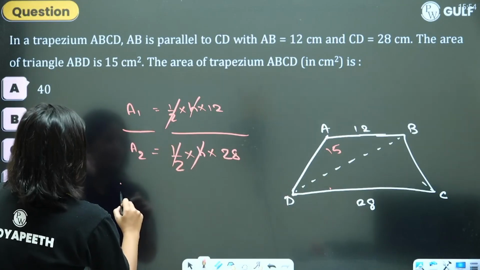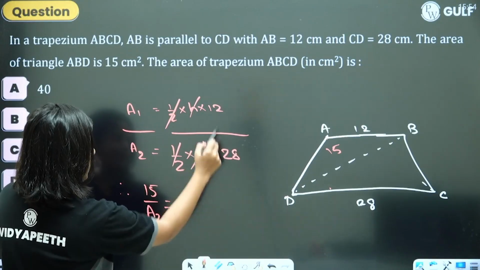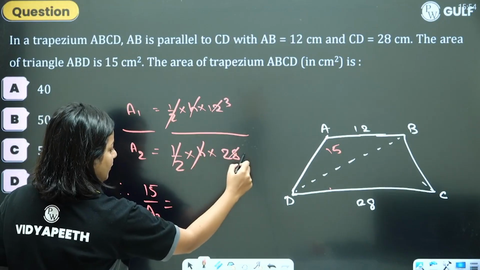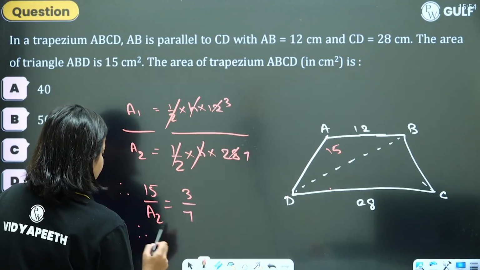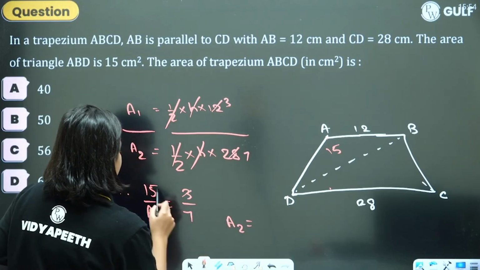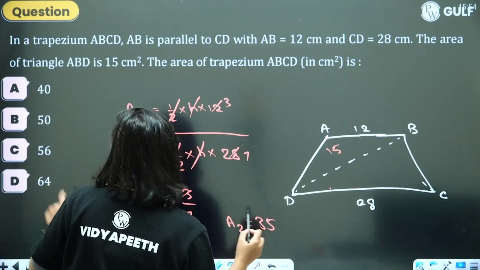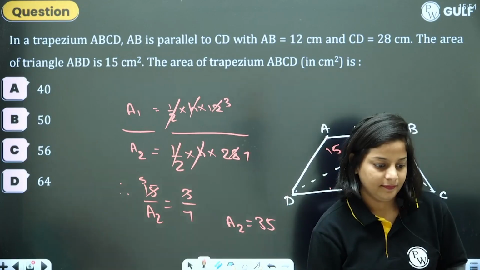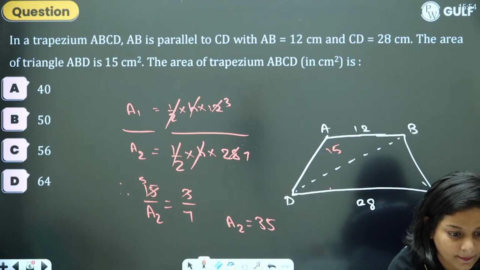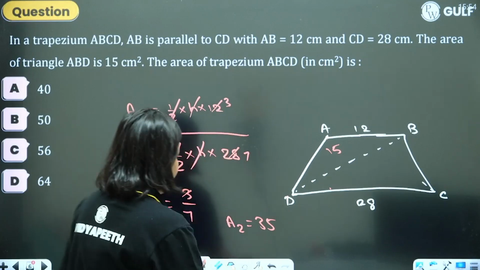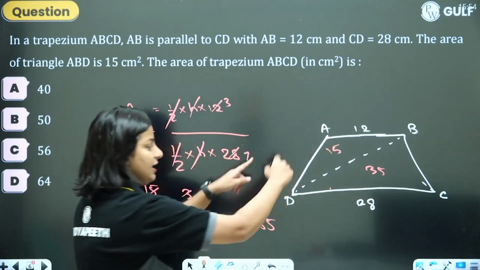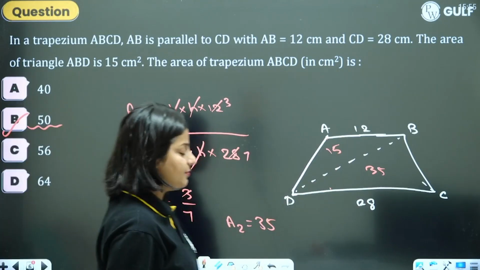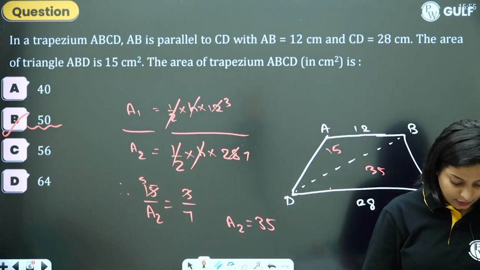A1 is given as 15 upon A2 is equal to 12 upon 28, which you can reduce. 4 3s are 12, 4 7s are 28. Simplify. A2 will be 3 1s are 3, 5 7s are 35. Don't worry. If A2 is 35, they want the total area of the trapezium. 35 plus 15 is going to be 50. 50 cm square. Understood? How we calculated, everyone?